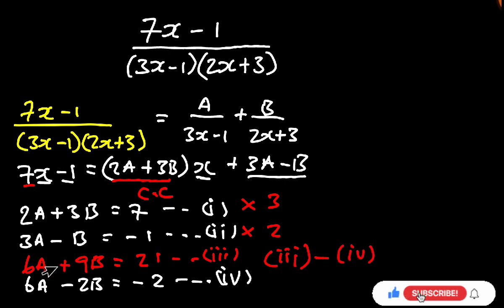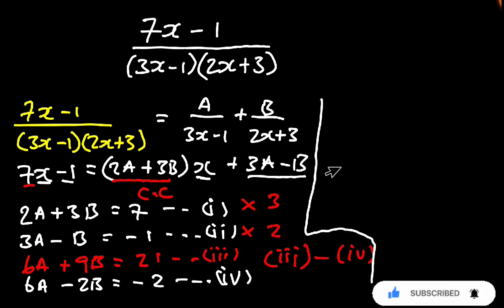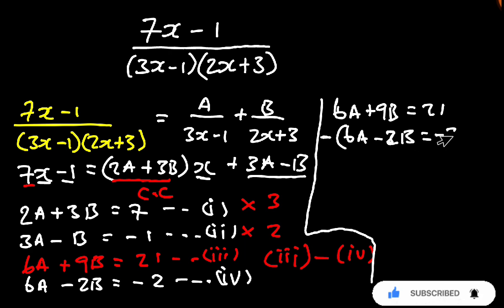So when we do that, we have 6a plus 9b equals 21, then minus 6a minus negative 2b equals negative 2. So 6a minus 6a is equal to 0. Minus times minus is plus. 9b plus 2b is equal to 11b. Then this is equal to, minus times minus is plus, 21 plus 2, which is equal to 23.